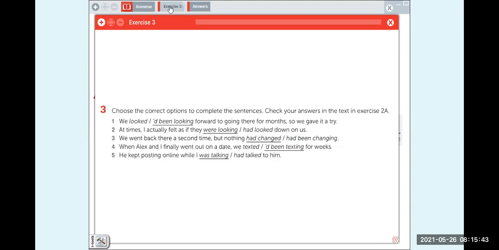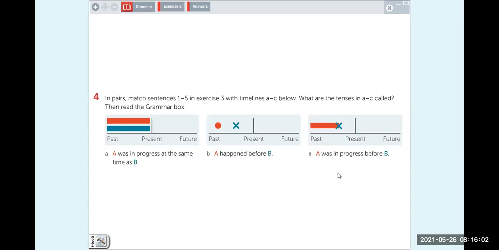Number 4. Number 1. Okay, it says, when Alex and I finally went out on a date, yes, we had been texting for weeks. Yes, number 4. And also number 1, right? Very good. So, what is the tense here? Past perfect continuous. Past perfect continuous, right? Very good. So, these are the 3 tenses here.